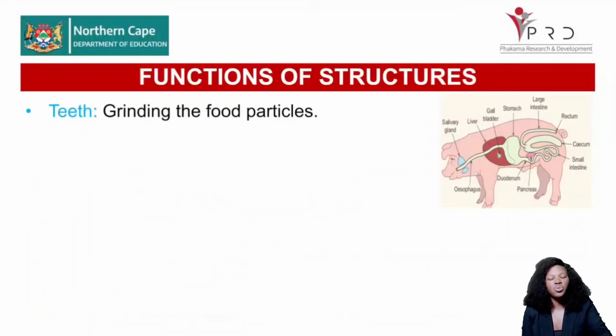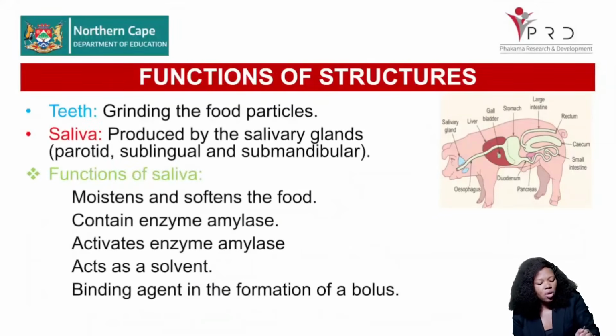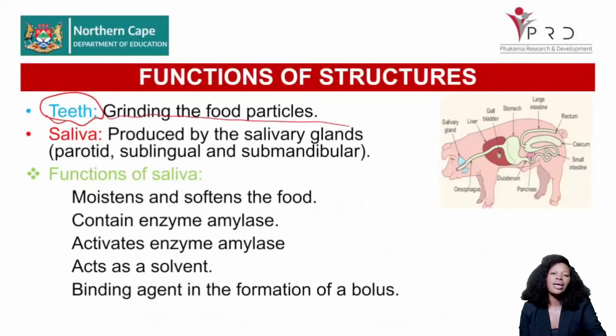We'll start with the functions of the structures that make up the digestive system of a pig. Firstly, let us start with the teeth. The teeth are responsible for grinding the food particles, increasing the surface area, making sure that more nutrients are digested and absorbed. That process is also referred to as mechanical digestion. Why? Because the food is being physically or mechanically digested by teeth. So that is our first function.